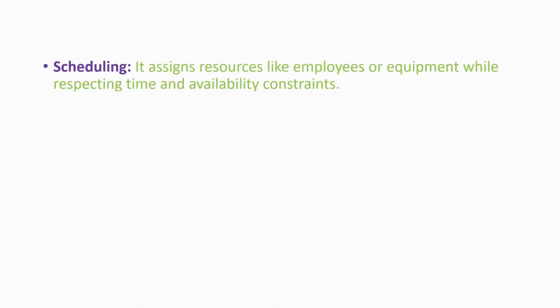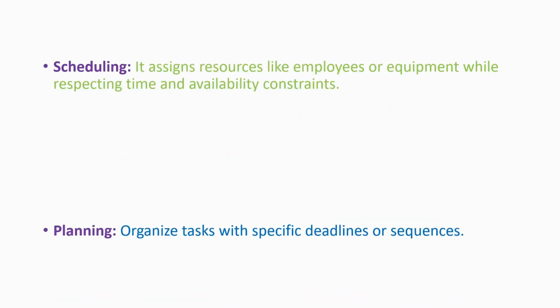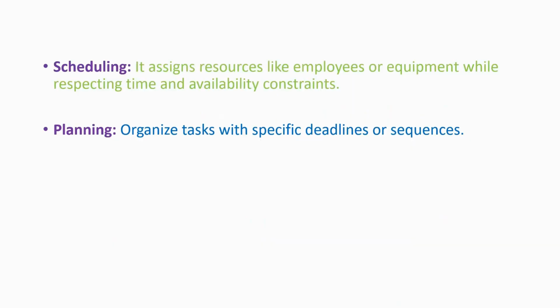So here the CSP includes scheduling. It assigns resources like employees or equipment while respecting time and availability constraints. In scheduling, we most commonly consider employee shift scheduling, university timetables, flight scheduling, and project management with task dependencies or deadlines. Like anything that we schedule and plan, organizing tasks with specific deadlines or sequences.